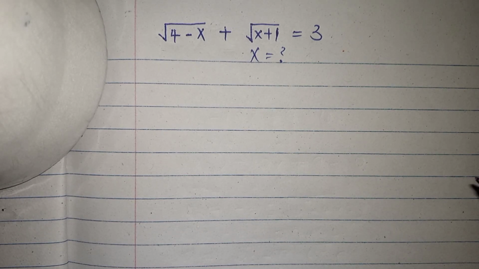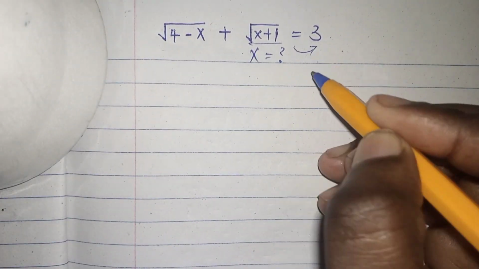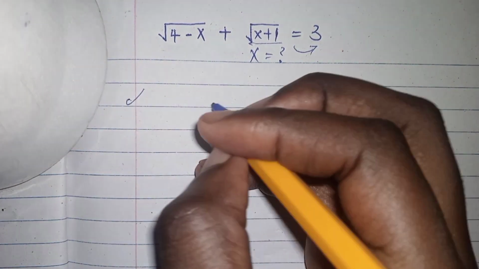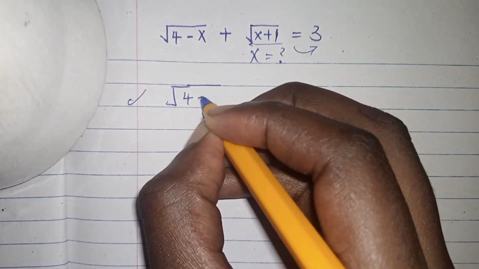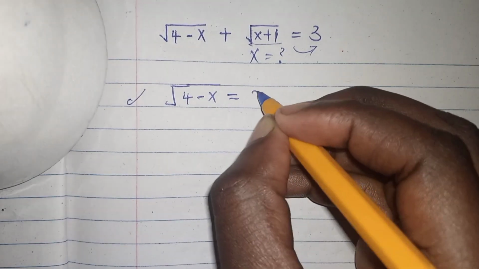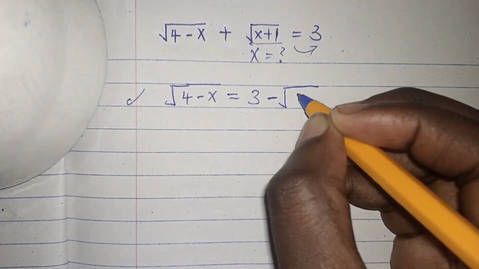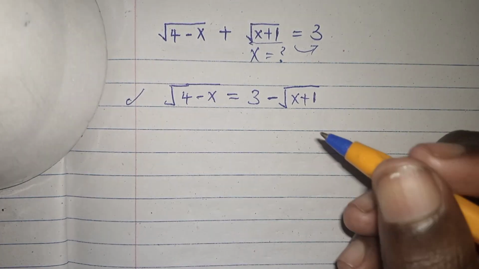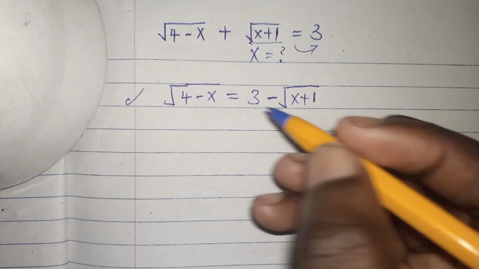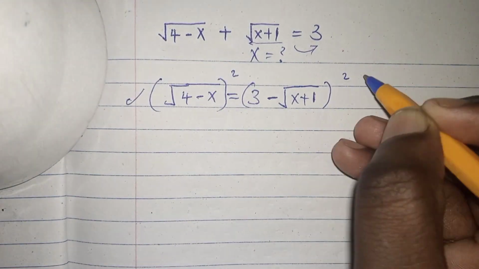So our first step here, we'll begin by this term. We shall bring this term to our right hand side. Therefore, this will be square root 4 minus x is equal to 3, then this will be minus square root x plus 1. Right? So our next step is to square both sides. So we shall square this side and square this side as well.